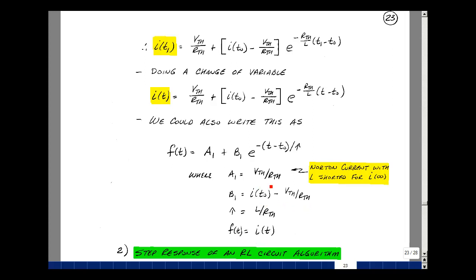What is this term here? Well, as t approaches infinity, we get e to the minus infinity, so that's going to be equal to 0. We just get A1. Let's go back and look at the circuit and see what happens when that occurs.